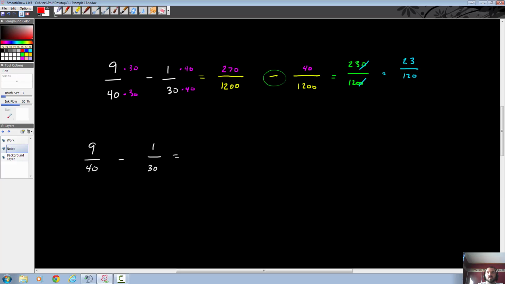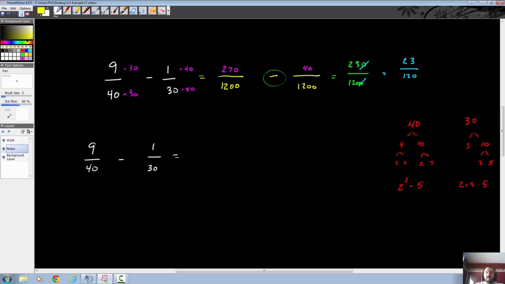Over here, I'm going to take 40 and 30. I'm going to break them down into their prime factors. This is 4 times 10. 4 is 2 times 2. 10 is 2 times 5. 30 is 3 times 10. And then 2 times 5. That means that 40 is really 2 cubed times 5. 1, 2, 3 2s. Over here, it's 2 times 3 times 5.